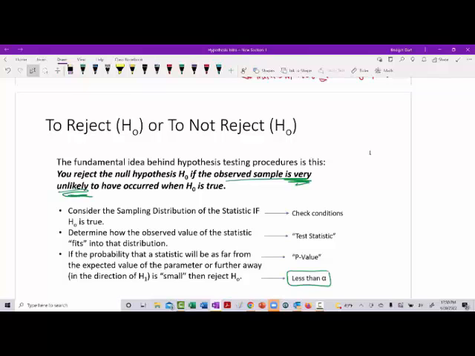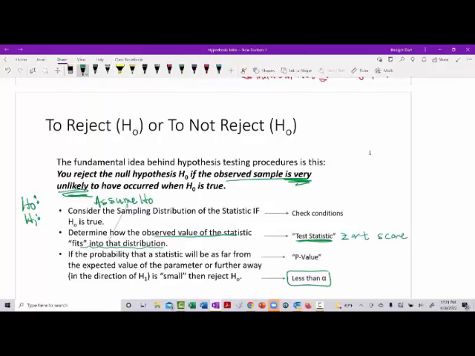So what are we going to do? We're going to set up our hypotheses about the mean or the proportion. We're going to consider the sampling distribution. Remember, there are conditions on whether that's normal or not. We're going to look at the observed value of our statistic, and we're going to ask how well does it fit into that distribution. Remember, we assume the null hypothesis is true. And we say, okay, how well does our sample statistic fit in there? That measurement is called a test statistic. That's going to be a Z or a T score.